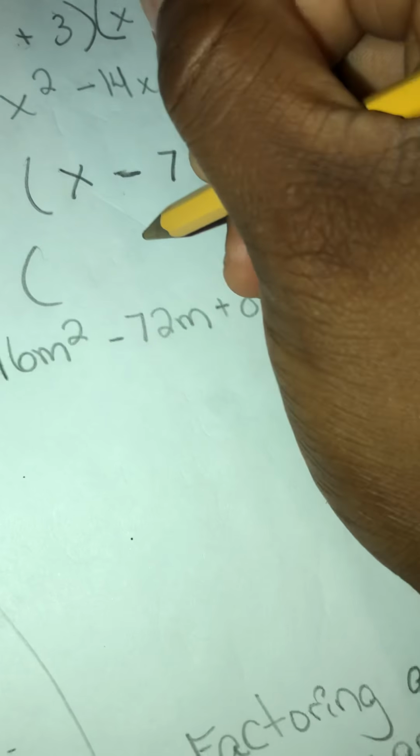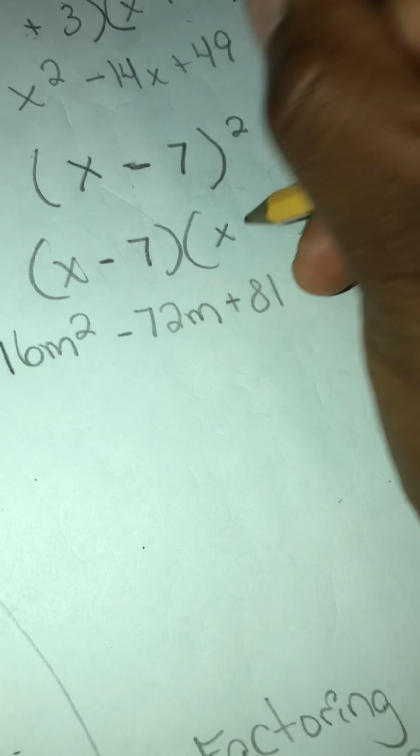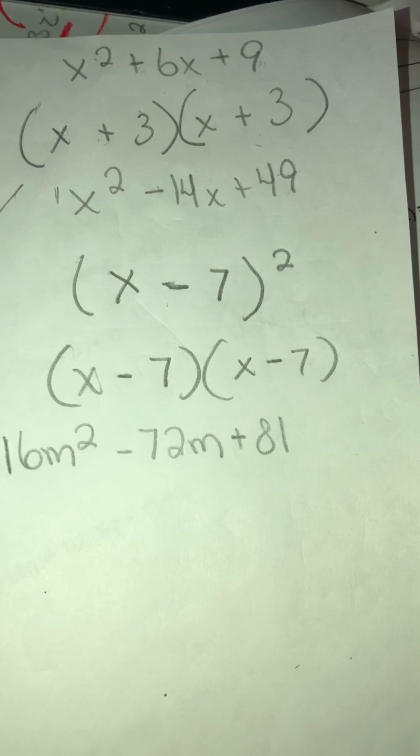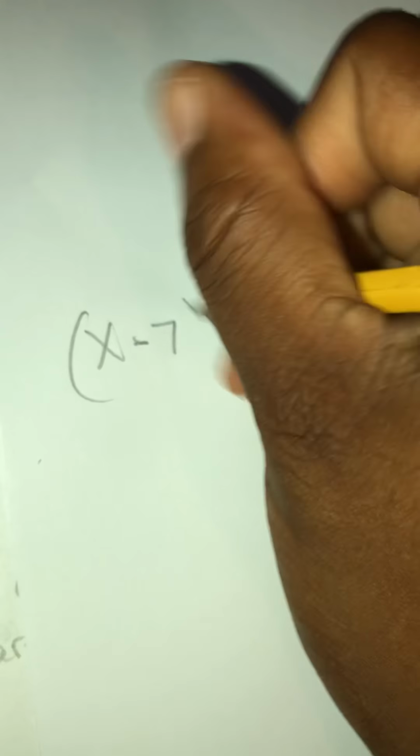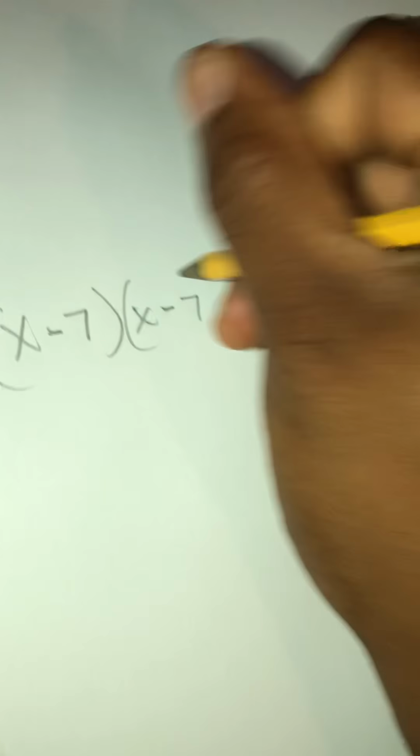Now, if you wanted to do it with the 2 binomials, it's fine. You still get the same answer. So x minus 7 times x minus 7. Now, let's say you did this problem and you're like, oh my gosh, I'm not sure if I got the correct answer. Well, you can simply just FOIL it. So here I have x minus 7 times x minus 7.